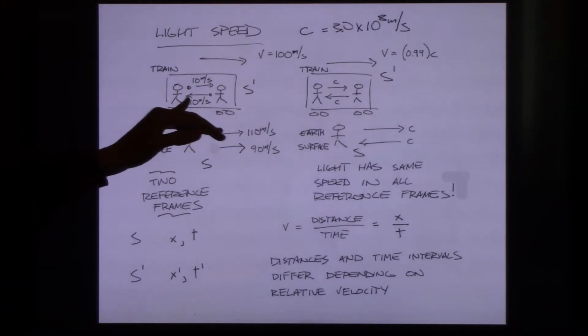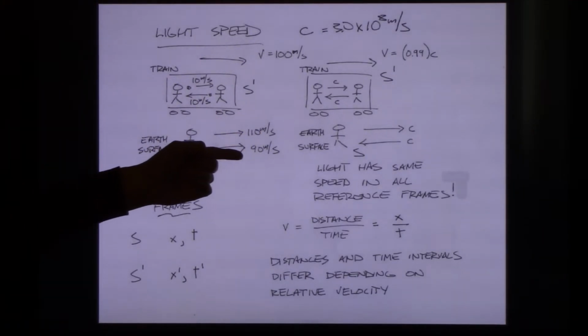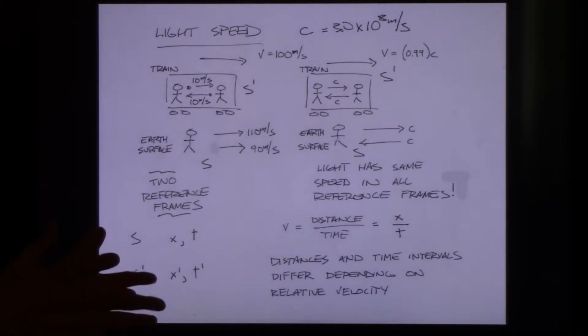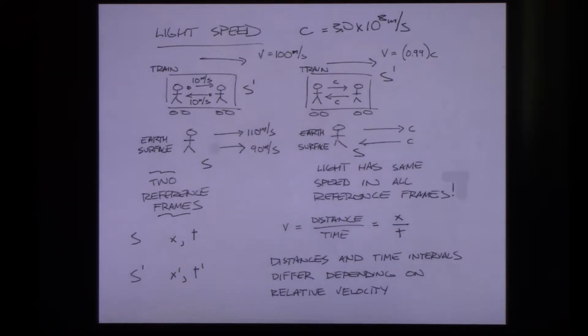When the baseball's being thrown backwards on the train, the person outside in their reference frame will still measure the baseball going forward, but this time at 90 meters per second. So adding and subtracting velocities is fundamental to working between different inertial frames.